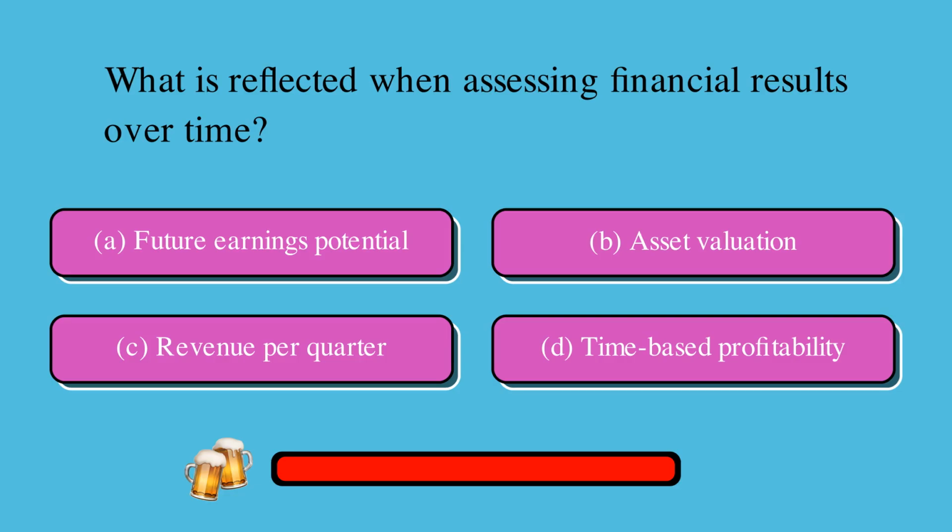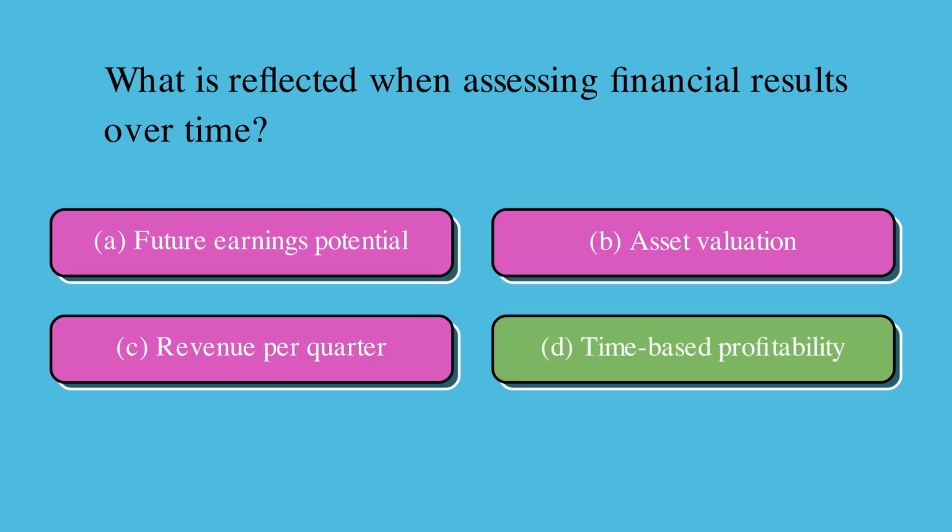What is reflected when assessing financial results over time? Is it A, future earnings potential, B, asset valuation, C, revenue per quarter, or D, time-based profitability? The correct answer is D, time-based profitability.